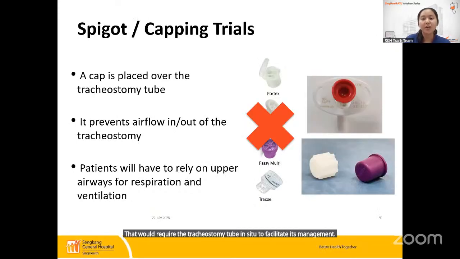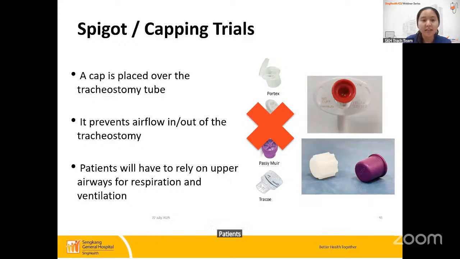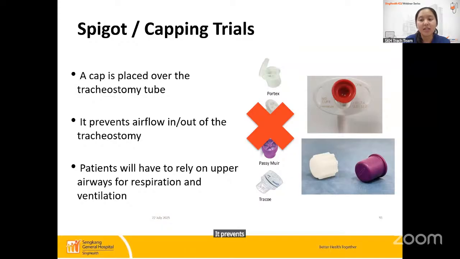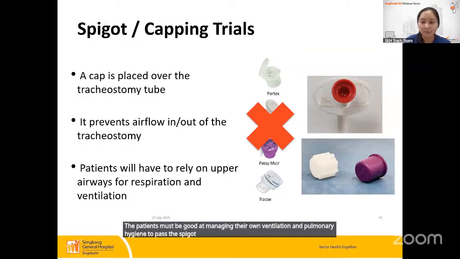A step before ensuring that the tube can be safely removed, patients must be able to tolerate the spigoting trials. Spigoting is an act of placing a cap over the tracheostomy tube. It prevents both the entry and exit of airflow via the tracheostomy site, and the patient will have to solely rely on their upper airways for respiration. The patients must be good at managing their own ventilation and pulmonary hygiene to pass the spigoting trials.